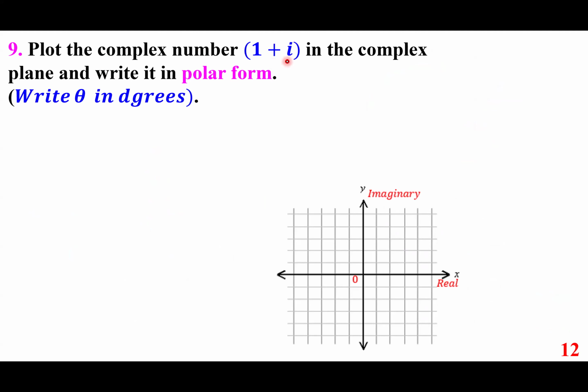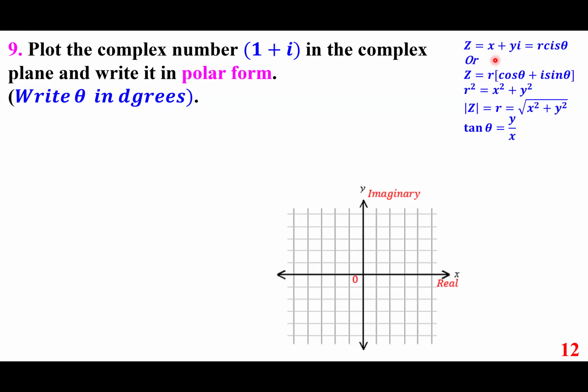Plot the complex number 1 plus i in the complex plane and write it in polar form. Write theta in degrees. I want to remind you that we also deal with complex numbers. This is the real axis. This is the imaginary axis, the one that we had seen before, a plus bi. So z is x plus yi, and it's equal to r cis theta in polar format. R cis theta is the shorthand notation for r times cosine theta plus i sine theta, okay? R squared is x squared plus y squared. The modulus or the magnitude of z equals the square root of x squared plus y squared. Tan theta is y over x. Very similar to what we have seen.